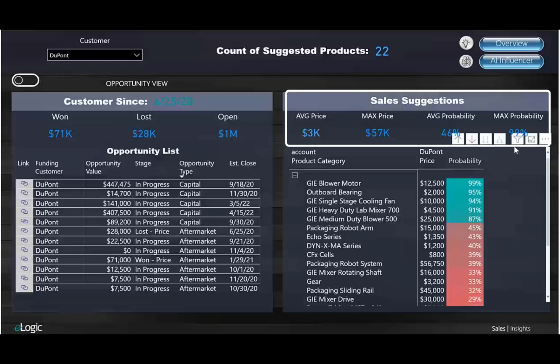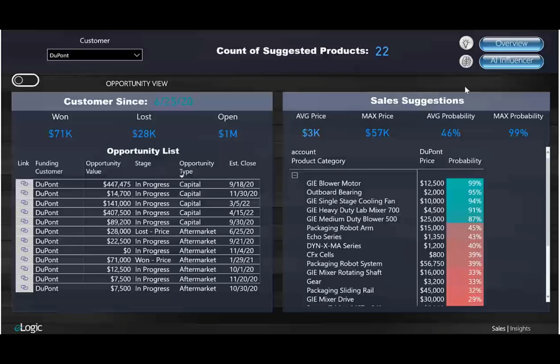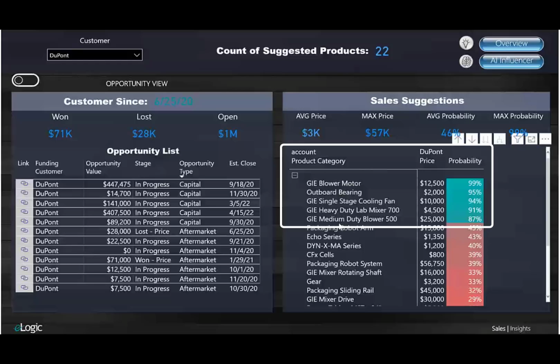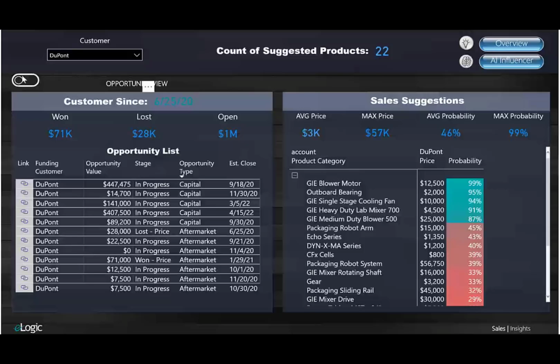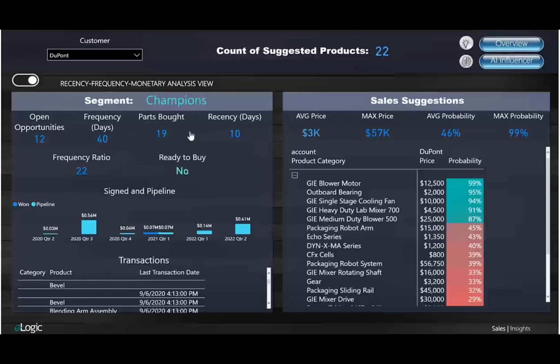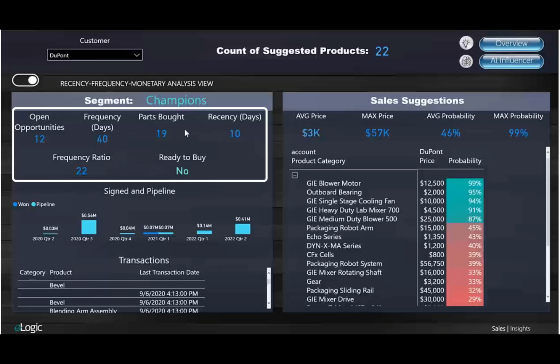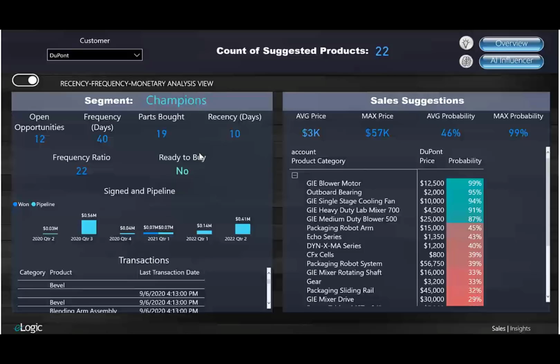I also want to talk to Mark about some of the sales suggestions for this particular account. Our AI model is looking at both DuPont's sales history and other accounts that are like DuPont, and it's telling us that some of these products are very likely to be of interest to DuPont. So I want to make sure that Mark is weaving that into his sales strategy moving forward. Next, I might want to review with him the recency, frequency, and monetary value for this account and understand how often they're buying, and whether there are any outliers here that we should be drilling into in more detail.